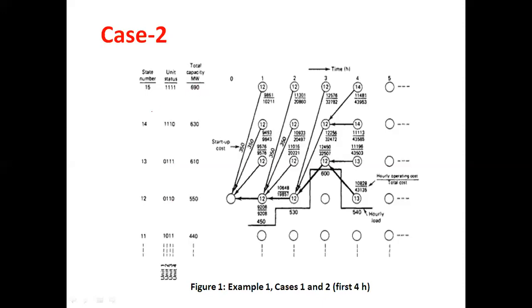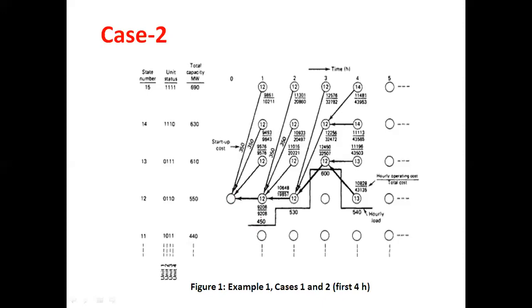For state 15 it is 630 MW, for state 14 it is 630, for state 13 it is 610, for state 12 it is 550. So it is clear that the load demand, this is the startup cost, that is hour 0, that is called the startup cost. When the load demand is 540, as I have told, there are many combinations which cannot meet the load demand, and those combinations are not all. Combination means which combinations of units are on.